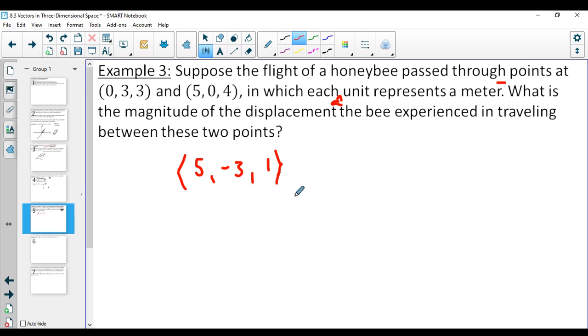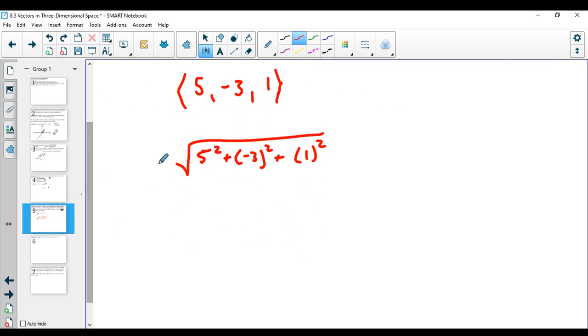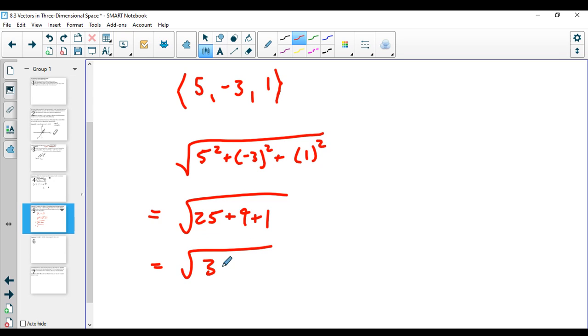But this is x, y, and z, the change in all of them, and so the displacement is basically the Pythagorean theorem, except it's 5 squared plus -3 squared, right? That would be the x and y. And now we just add the 1 squared on top of it. So we get 25 plus 9 plus 1, 35, which just has to say the square root of 35. So that is the total displacement.